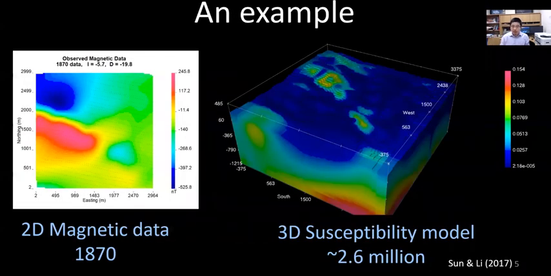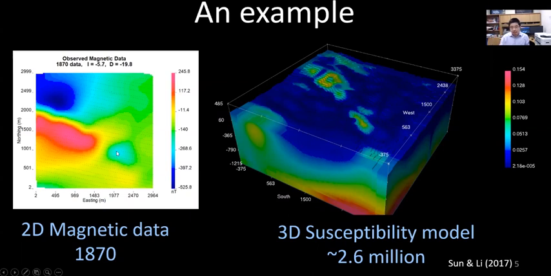So speaking of the inverse problem, here is an example. On the left-hand side is the airborne magnetic data collected over an IOCG deposit in Brazil, IOCG standing for iron oxide copper gold deposit. This is the airborne magnetic data where we see this big anomaly here. In this case, the number of data we have is on the order of 2,000.